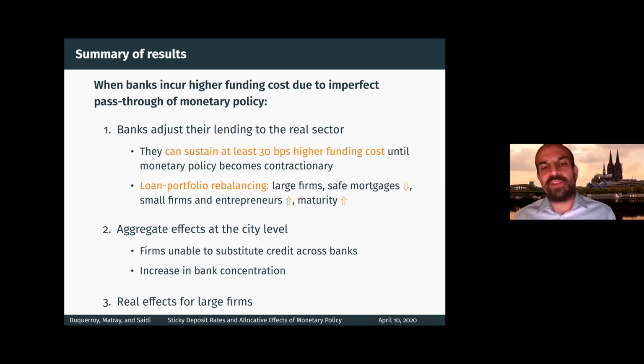Finally, we document real effects for large firms, for which we have balance sheet data, and for which we document that they are exposed to a reduction in credit supply because these regulated deposit-dependent banks that face higher funding costs contract their lending to these safe large firms. So it matters indeed for these large firms in terms of their investment.